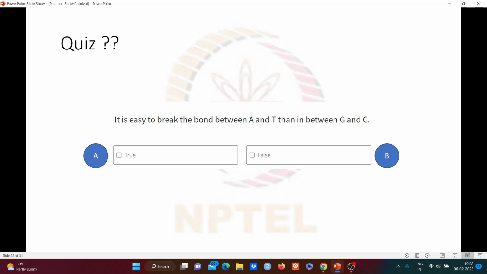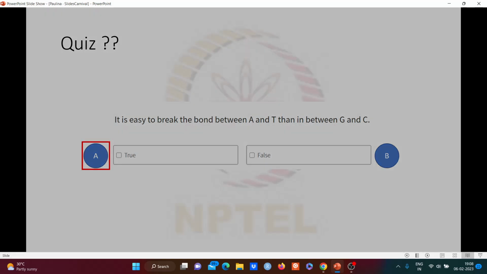Thank you. And whoever answers in chat, they are correct. Yeah, it's true, the same reason. A and T hold two hydrogen bonds between them, and G and C have three hydrogen bonds. So breaking two is easier than three.